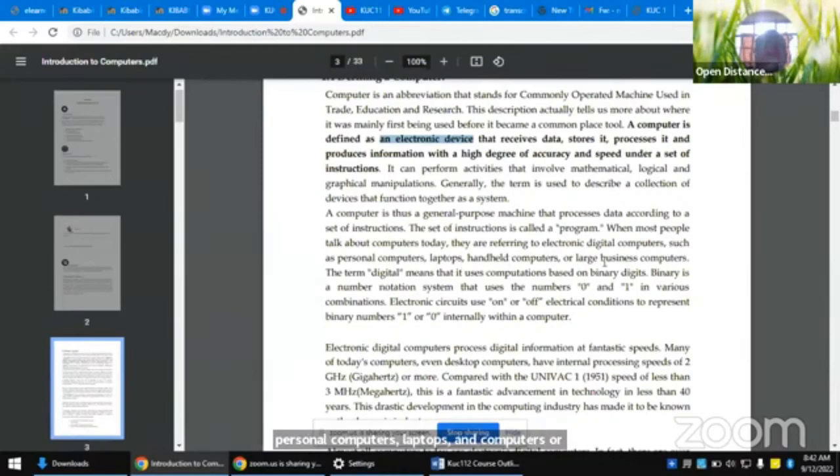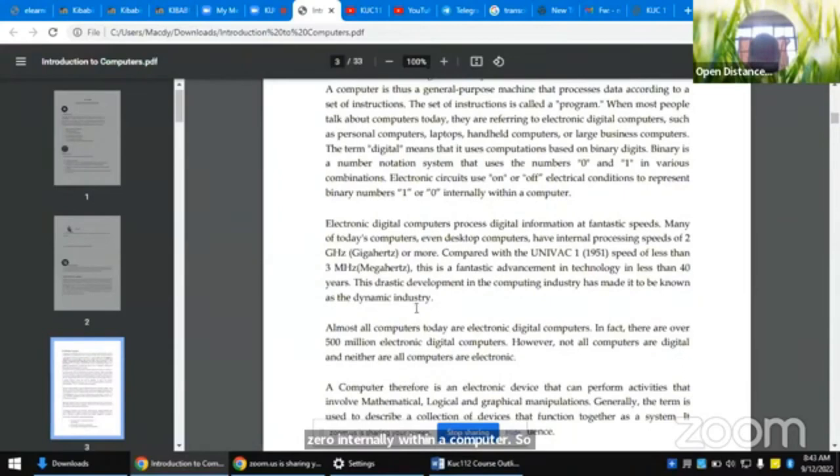So the term digital means that it uses computation based on binary digits. Binary is a number notation system that uses the numbers 0 and 1 in various combinations. So electronic circuits use on or off electrical conditions to represent binary numbers 1 or 0 internally within a computer. So electronic digital computers process digital information at fantastic speeds. Many of today's computers, even desktop computers, have internal processing speeds of 2 gigahertz or more.